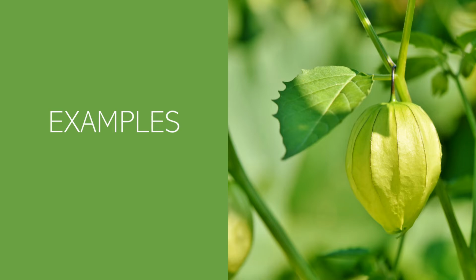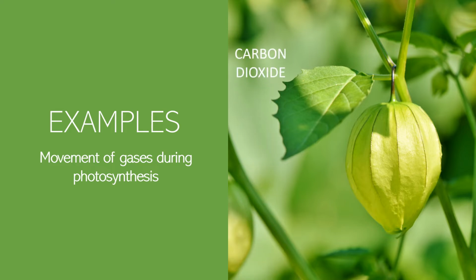We will now go to examples of diffusion. Movement of gases during photosynthesis is an example of diffusion. Carbon dioxide goes in and oxygen goes out through the stomata of the leaf. This takes place during daytime.